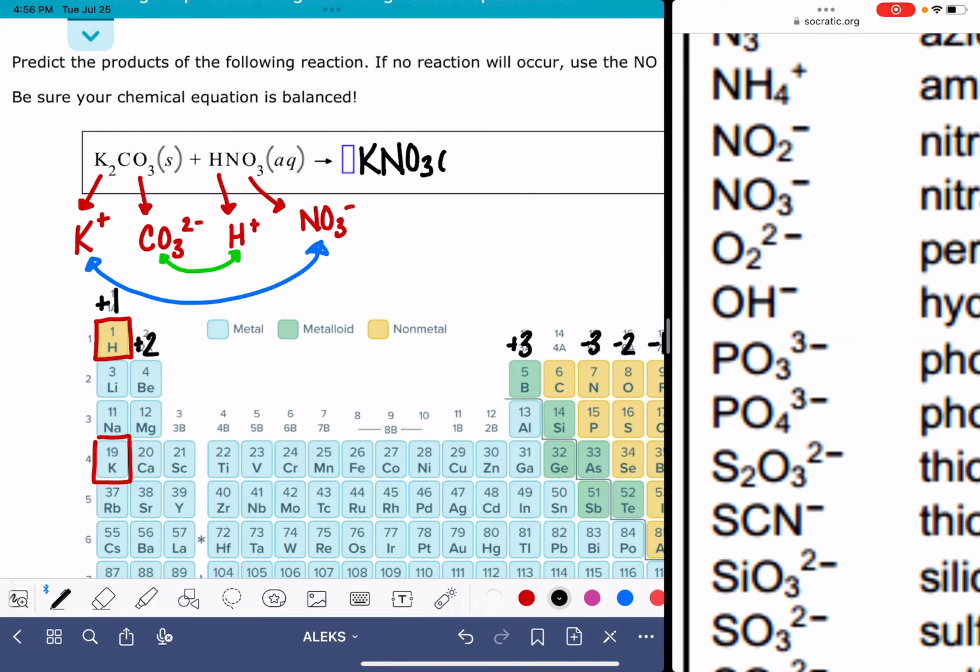Alex does want us to have the states on these. I'm going to come back and fill in the states in a minute. Right now, I'm just worried about getting the formulas correct.